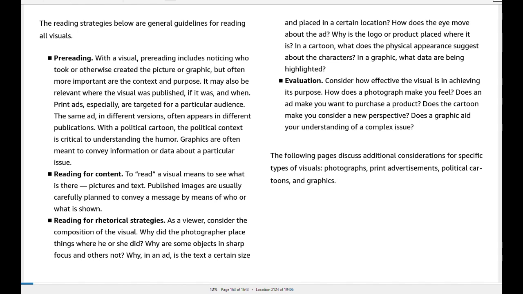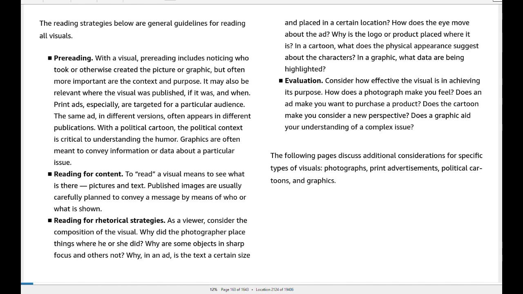Reading for rhetorical strategies. As a viewer, consider the composition of the visual. Why did the photographer place things where he or she did? Why are some objects in sharp focus and others not? Why, in an ad, is the text a certain size and placed in a certain location? How does the eye move about the ad? Why is the logo or product placed where it is? In a cartoon, what does the physical appearance suggest about the characters? In a graphic, what data are being highlighted?